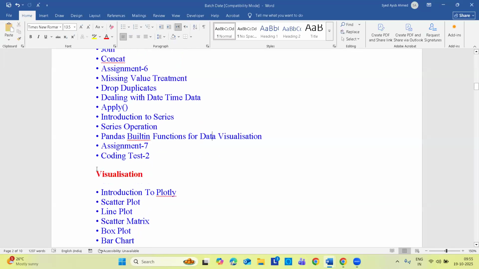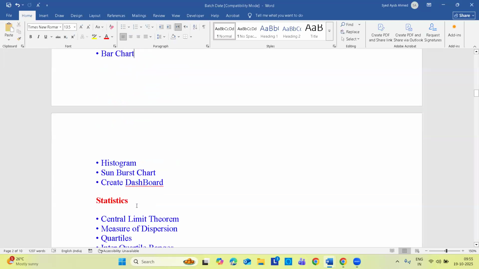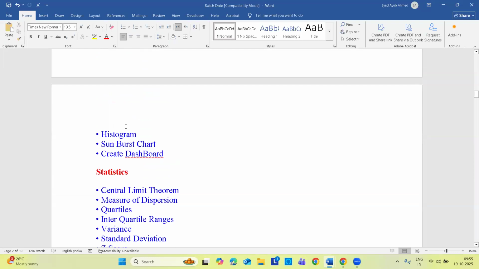After this, I'll walk you through data visualization, the graphical part. In this, again, you'll have a library called Plotly. There are other libraries as well. You can see here scatter plot, line plot, box plot, bar chart, histograms, burn down chart and dashboard as well. Clear?